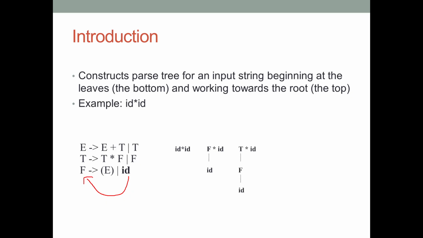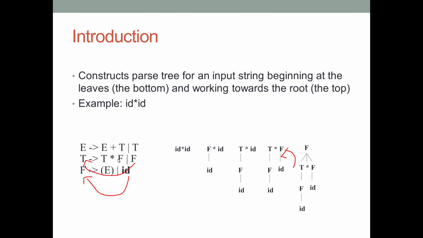Next step, this F is reduced into T. That is step number 2. Then in the third step, again id is reduced into F. Then in step 4, the T star F can be reduced into T.